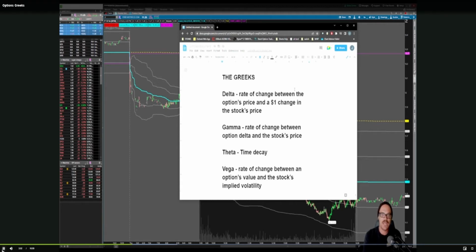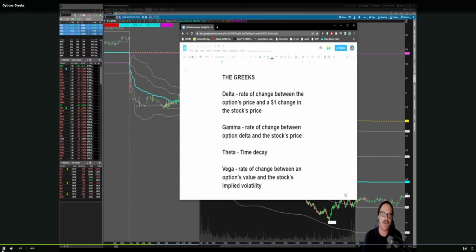The next one is very important, especially for option sellers, and that's time decay, theta. It's represented as a number between 0 and 1, and it tells you how much per day the option will lose in value as you get closer to the option's expiration date. Again, I'll give you examples. Just hang in there with me. But these are the main three I'm going to work with.